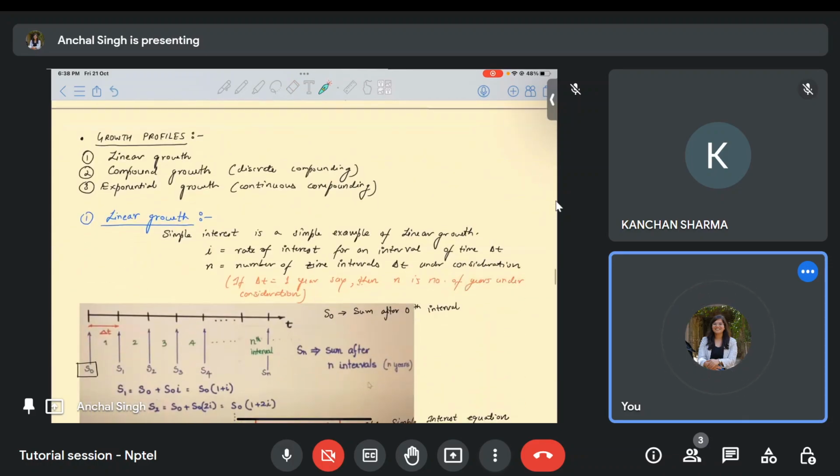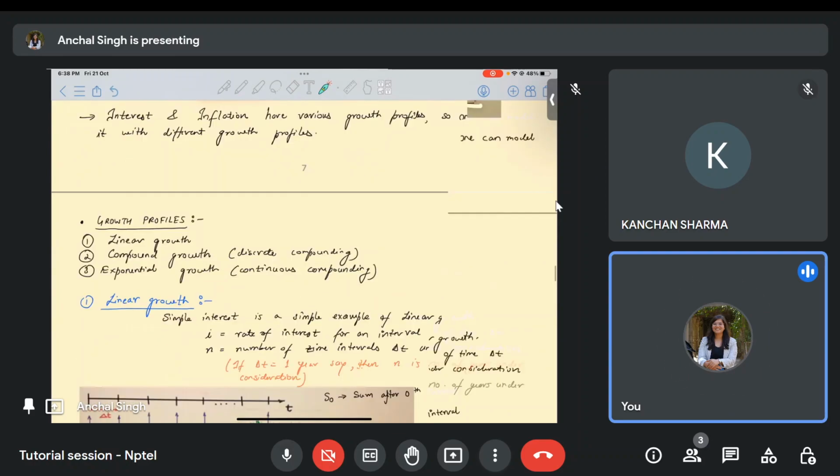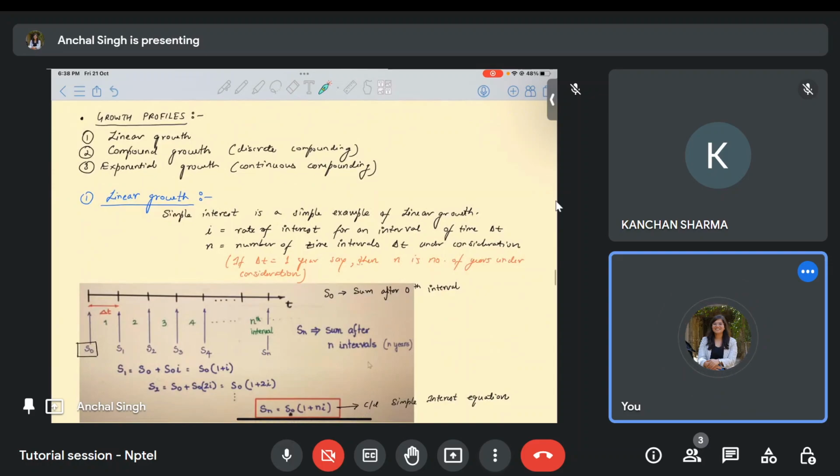We have mentioned that there will be inflation and there will be interest. Both of these parameters have growth profiles: at what rate will they grow? They could grow at a linear rate, at a compound rate, or at an exponential rate. These are just three simple options. There are a lot of other models available. Different products will have different models in practicality, so depending on the closest model for a particular product, we implement that.